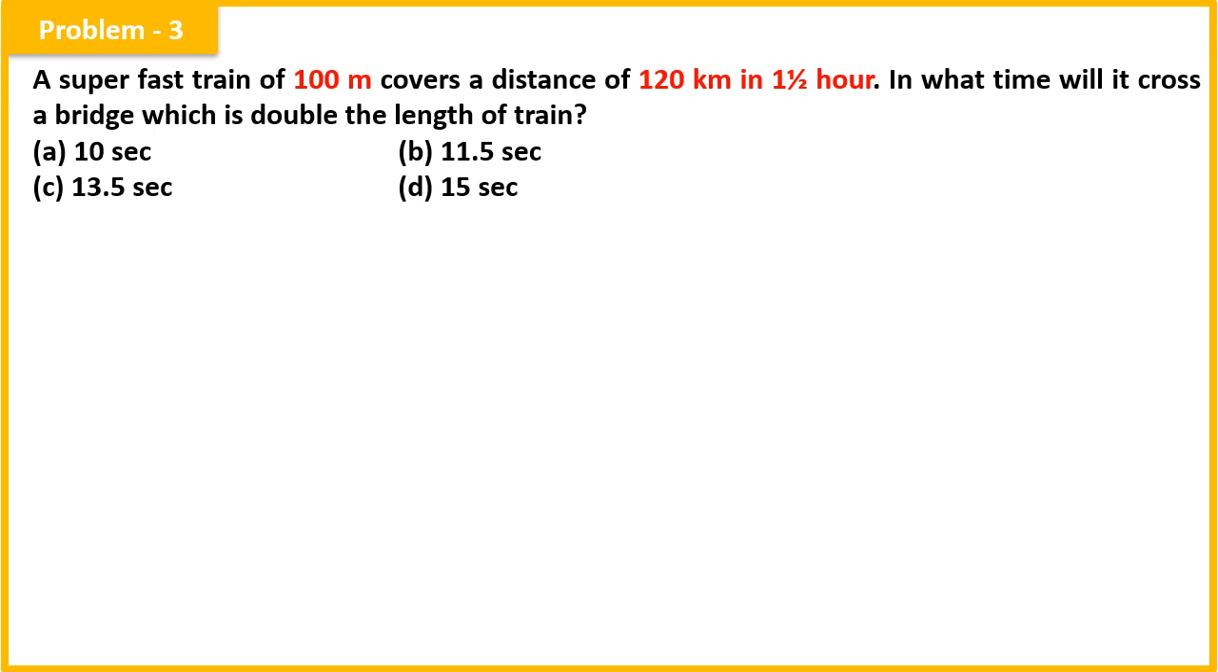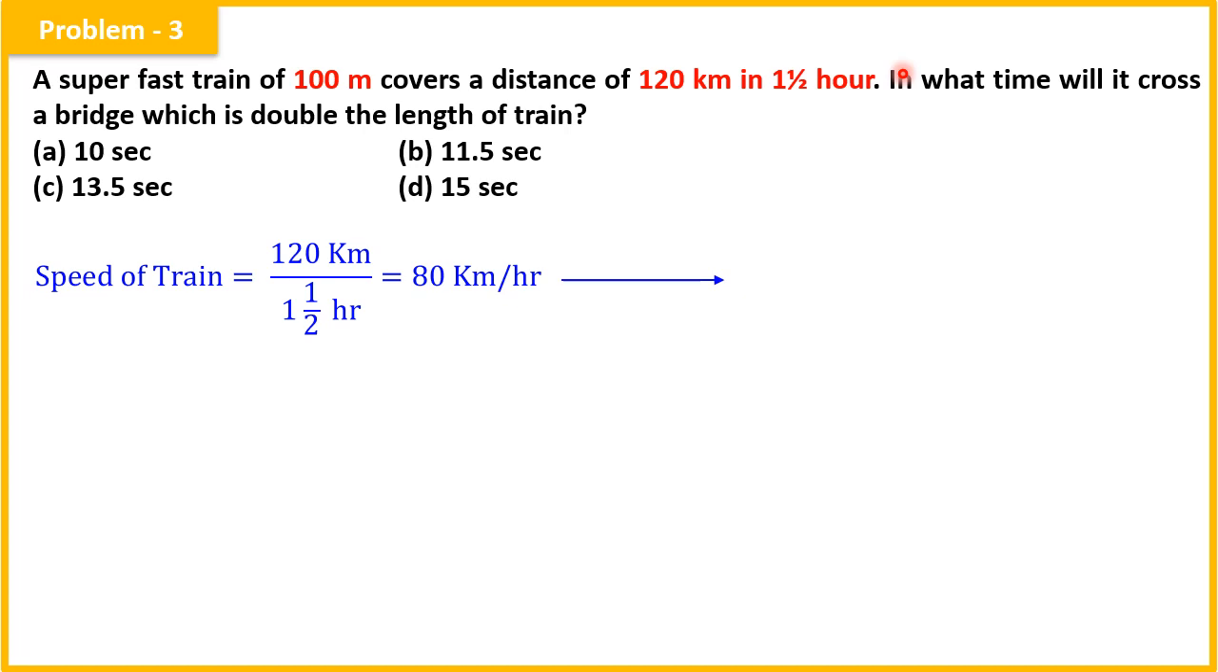Problem number 3. A super fast train of 100 meters covers a distance of 120 km in 1.5 hours. In what time will it cross a bridge which is double the length of the train? Well, what is the speed of the train if it is covering 120 km in 1.5 hours? It will be 120 divided by 1.5, that is equal to 80 km per hour. Now, let us convert this 80 km per hour to meter per second by multiplying it with 5 by 18, and it comes out to be 200 by 9 meter per second.